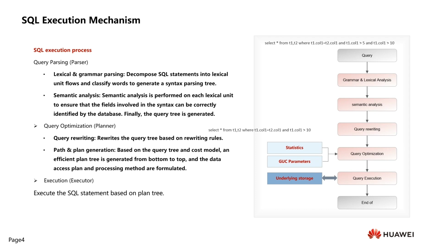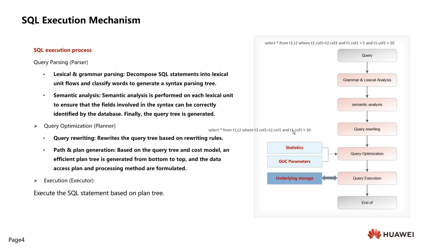The next step is query optimization. This consists of 2 parts, query rewriting and plan generation. Query rewriting rewrites the query tree based on certain rewriting rules. For instance, whether a subquery can be pulled up and optimized as a join operation, or when we have a constant expression like 1 + 1, it would be replaced by 2. Here is also an example on the screen where t1.column1 > 5 and t1.column1 > 10 would be simplified into t1.column1 > 10.